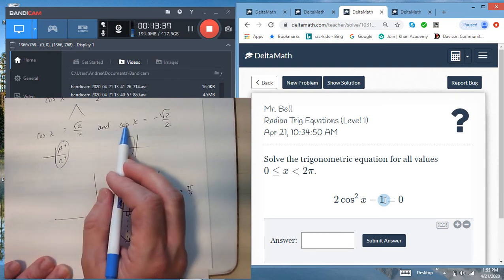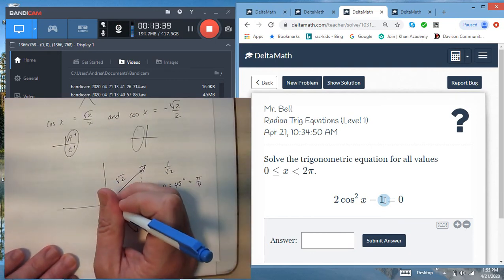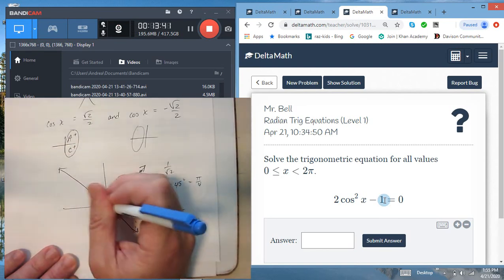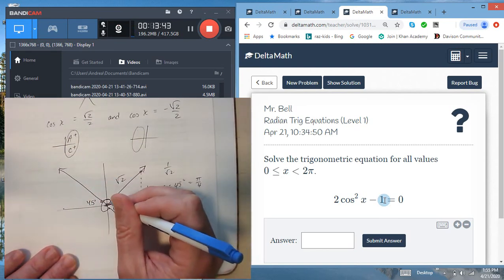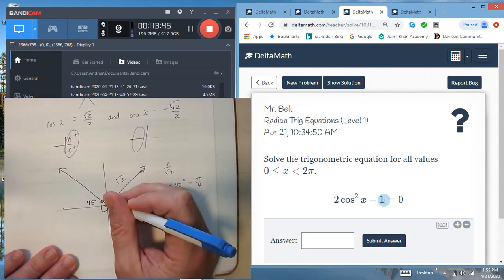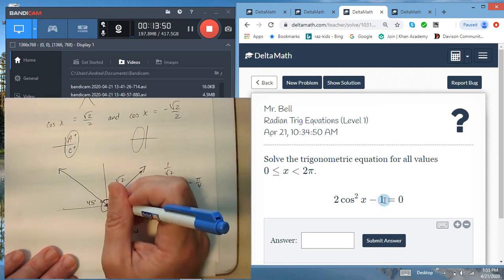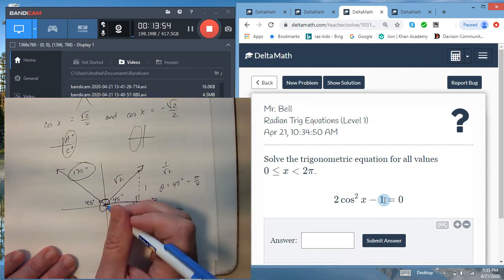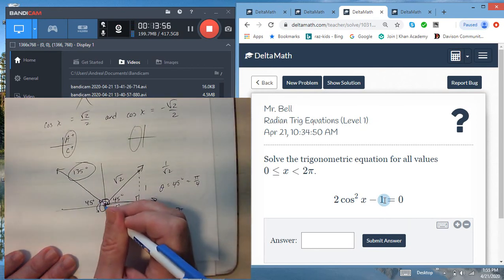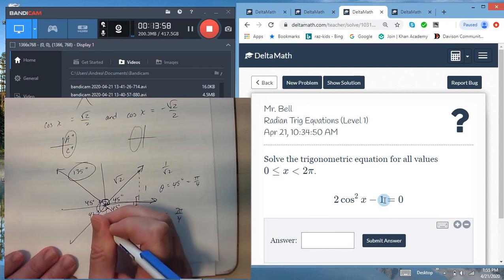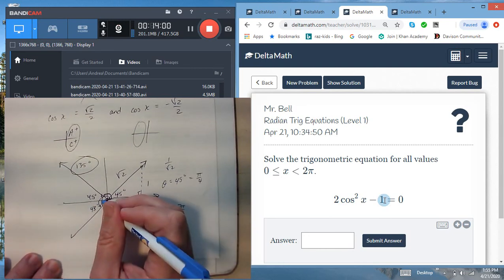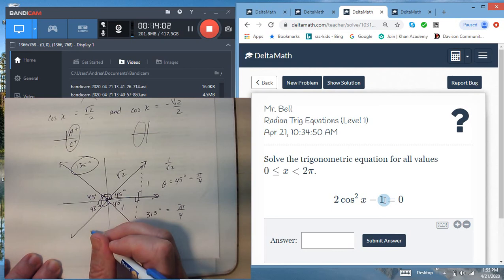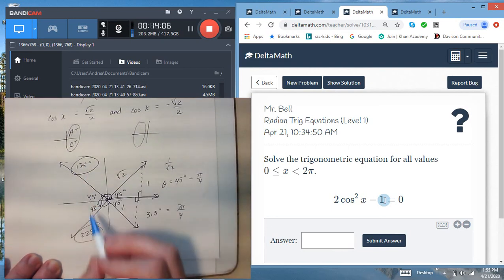But what about when it's negative? Easy enough. 45-degree reference angle. So what is this? It must be 135, right? Because 135 plus 45 is 180. So this is a 135-degree angle in quadrant 2. What about over here? What creates this 45-degree reference angle? Well, we need to do 180 plus 45. So this is going to be 225. There you go. There's all the angles.